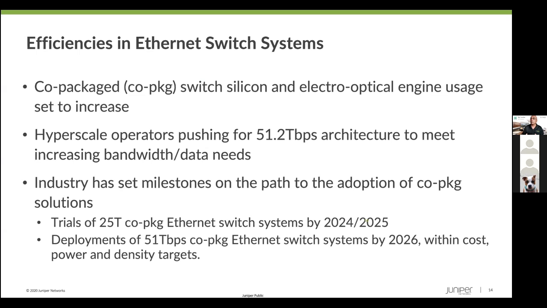So I think definitely, and there are a bunch of startups in this area which are also innovating in this area. So I think last year's OIF, if you look at, has set two very good milestones, really, which will allow us to make sure that the co-packaged solutions get adopted. One is the trial of 25 terabit co-packaged Ethernet switch systems will happen in 3-4 years, and also deployment of 51 terabits per second co-packaged Ethernet system by 2026. Within cost, but if hyperscalers are behind it, I do believe that it's likely to happen. And there's a lot of acceleration of this innovation in this space happening.